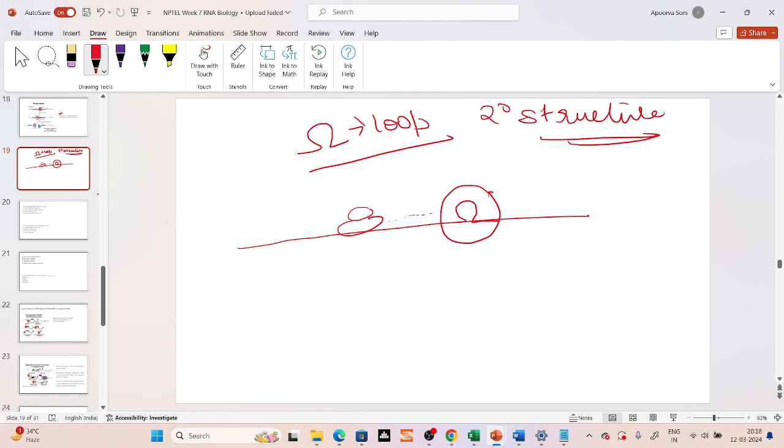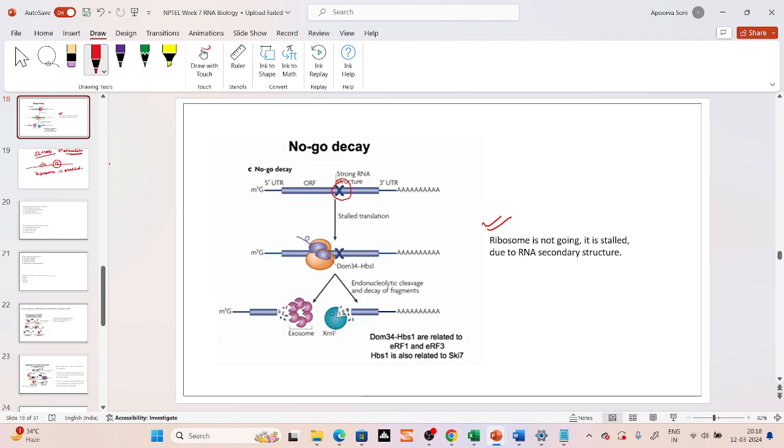Now this secondary structure has come. Now this ribosome cannot move. So now this ribosome is stalled. That means the ribosome is not moving, it is just at its place. Now what happens when such a situation comes? Then no-go decay happens. So it is a kind of decay where the ribosome is not able to go, where the ribosome is not able to move.